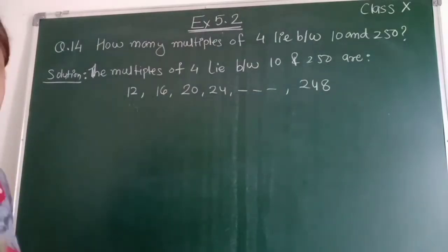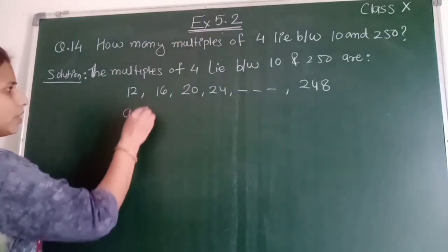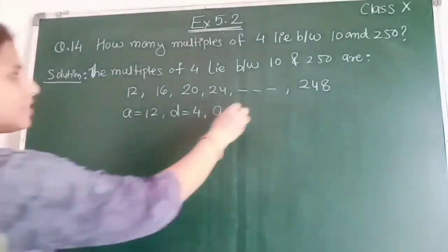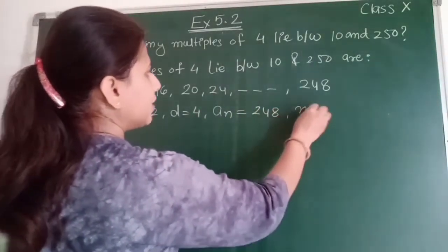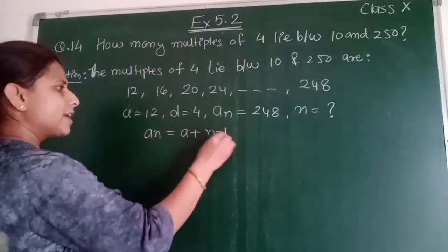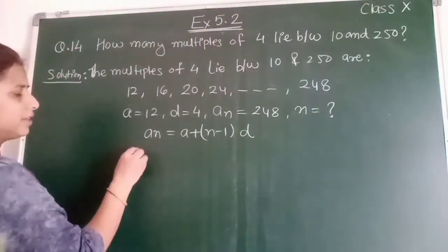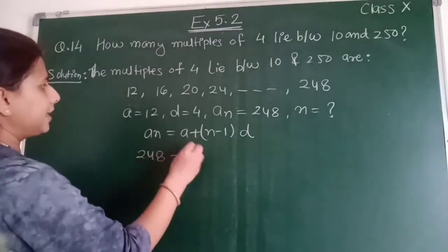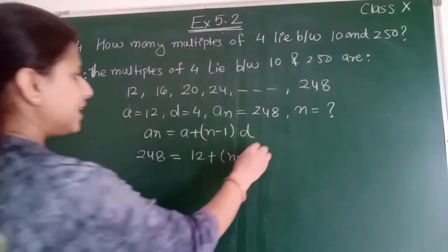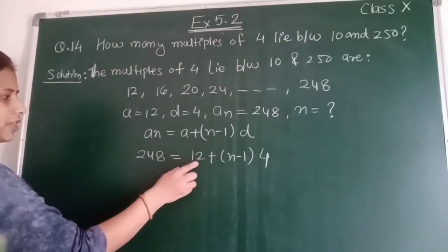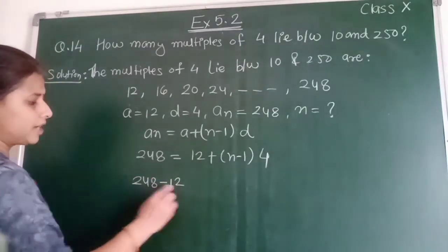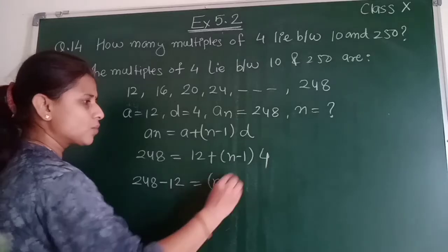And here again we have to find the value of n. a equals 12, d equals 4, the nth term is 248, and n we have to find. We will apply the same formula: an equals a plus n minus 1 into d. An is 248, a is 12, n we have to find, n minus 1 as it is, and d is 4. First we will shift 12 to the left hand side and we will get minus 12: 248 minus 12 equals n minus 1 into 4.